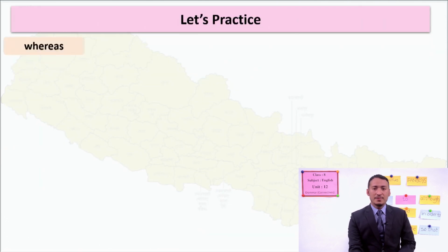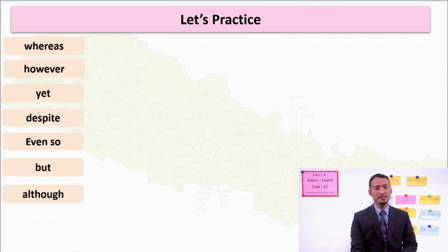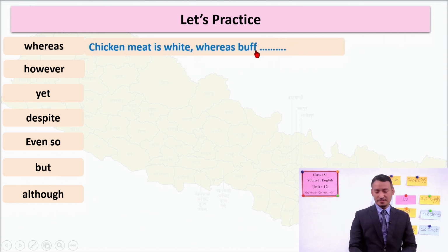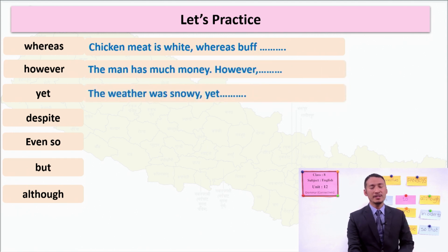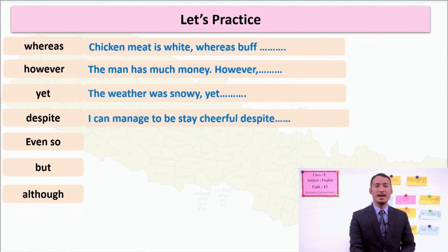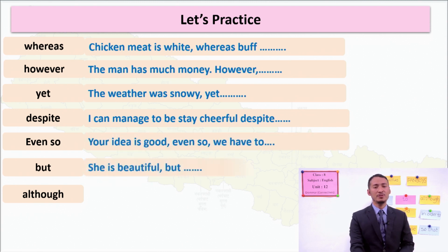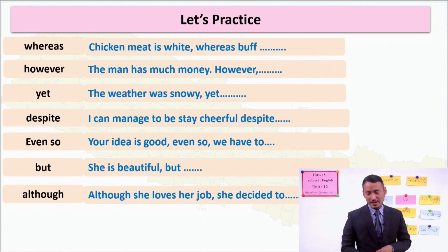Okay, now let's complete other sentences for whereas, however, yet, despite, even so, but, although. Chicken meat is white, whereas buff. The man has much money, however. The weather was snowy, yet I can manage to stay cheerful despite. Your idea is good, even so, we have to. She is beautiful, but although she loves her job, she decided to. Okay, you have to complete. Can you complete these sentences? Okay, let me help you.